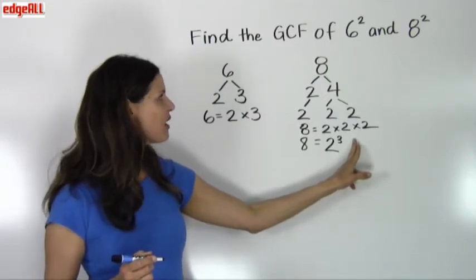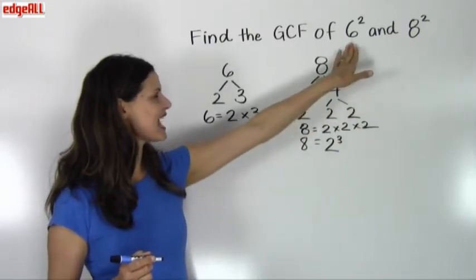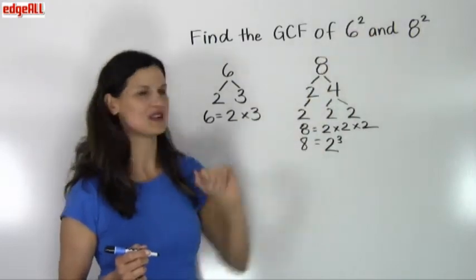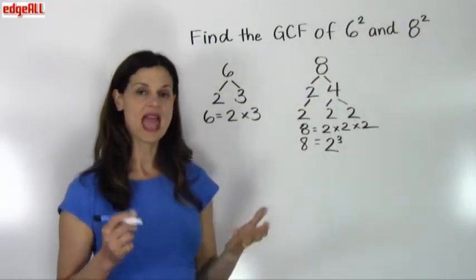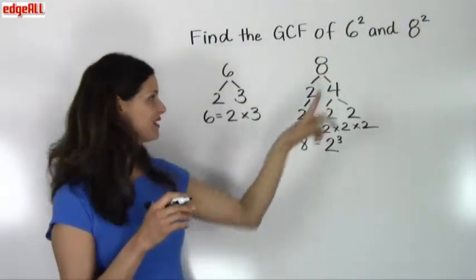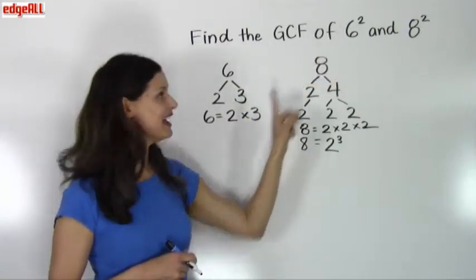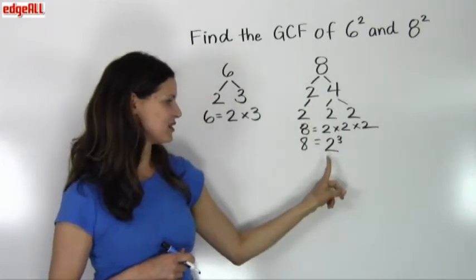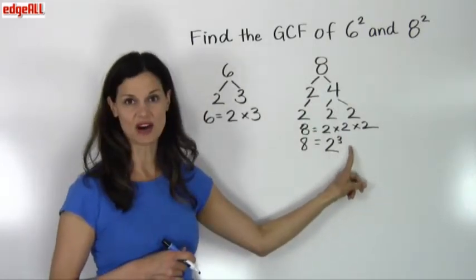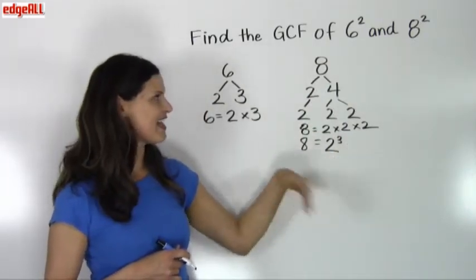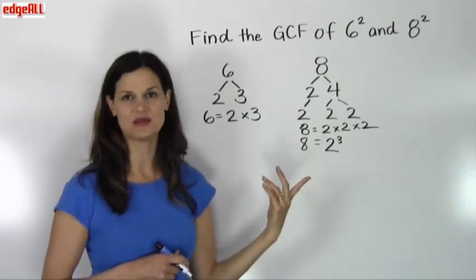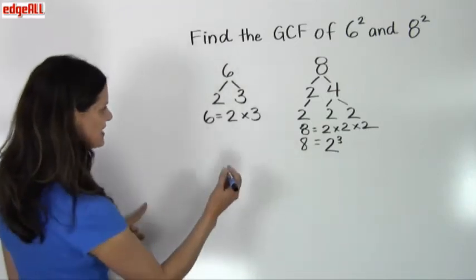And so now what we want to do is take the numbers with the exponents in them that are in our problem, and we're going to substitute for the 6 a 2 times 3. For the 8, we're going to substitute a 2 to the 3rd power, or 2 cubed, and that way we'll have our number written in the prime factorization.